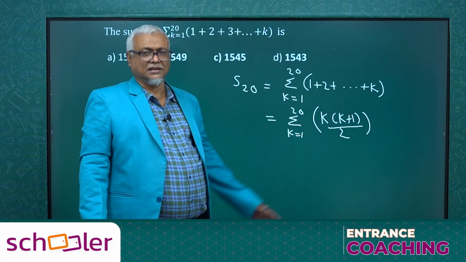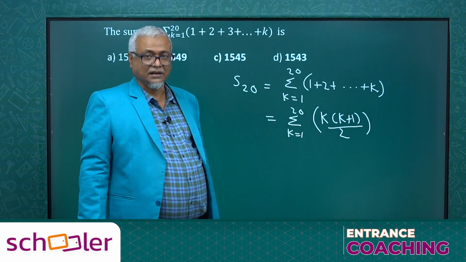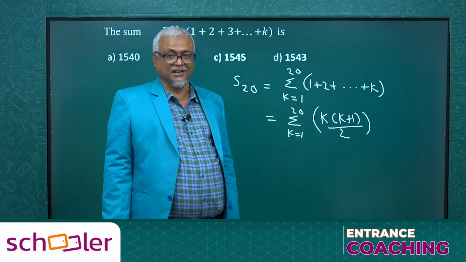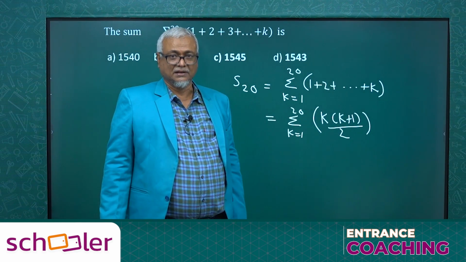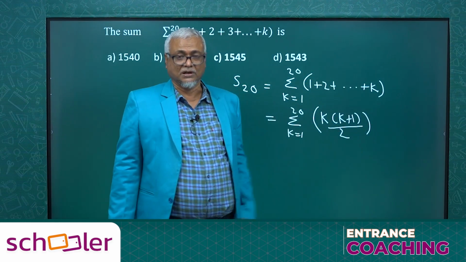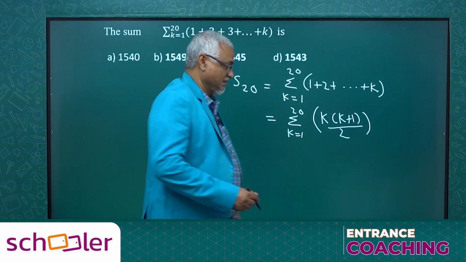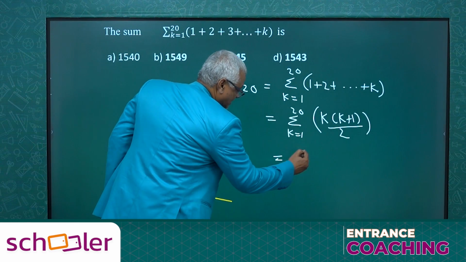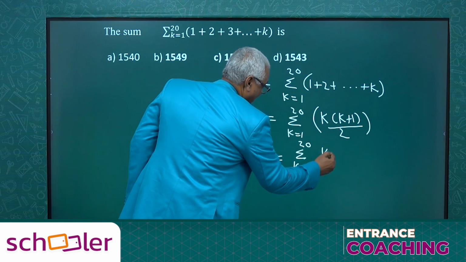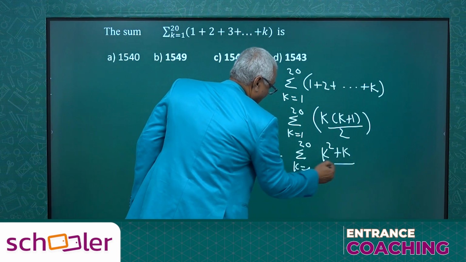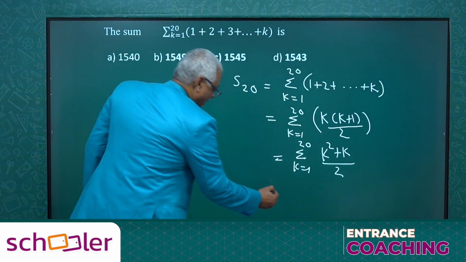There is a property of sigma: you can take 1 by 2 outside. Before putting k equal to 1 to 20, you multiply k into k plus 1. First, you write the formula for 1 plus 2 plus etc. plus k and you simplify that. You can write this as sigma k equal to 1 to 20 of (k square plus k) whole divided by 2. Now you can apply the property of sigma.